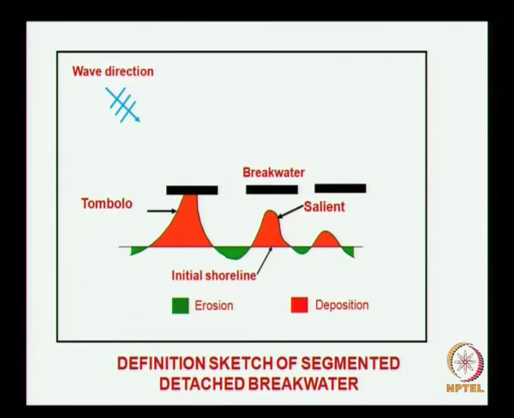This formation of the beach is called a salient. As this propagates, it is still not in contact with the breakwater, so in such a case the formation is called a salient. The moment, in due course, when this formation reaches the breakwater, then the formation is called a Tombolo.